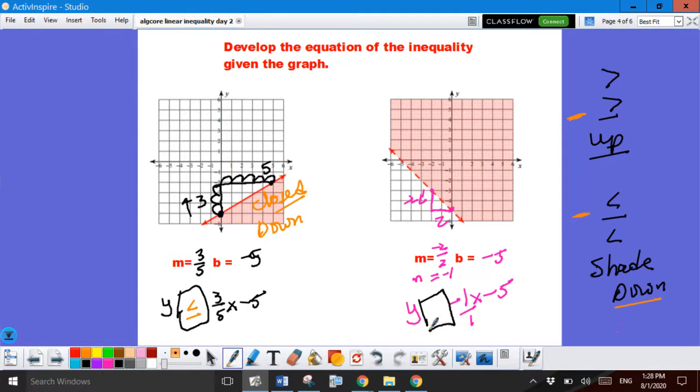And what's going to go in my spot? Well, this is open. So that tells me I have to either be greater than or less than. So are you above the line, or are you below the line? This one is up because it's above. Okay, you shaded up. So since it's up, it's going to be greater than. So greater than instead of less than.